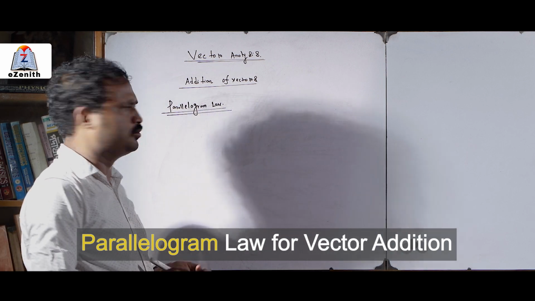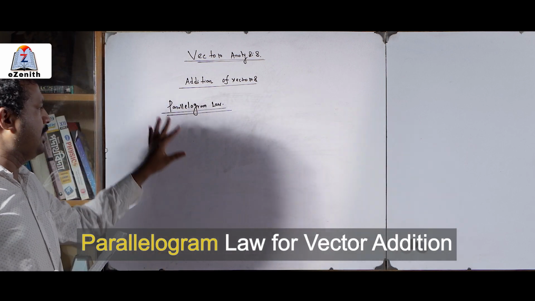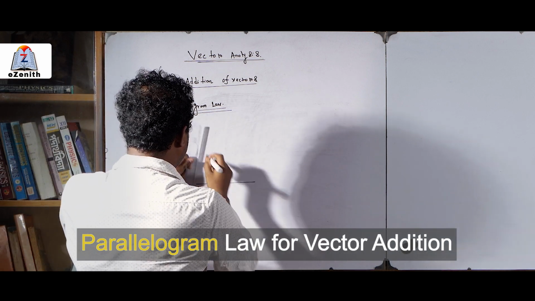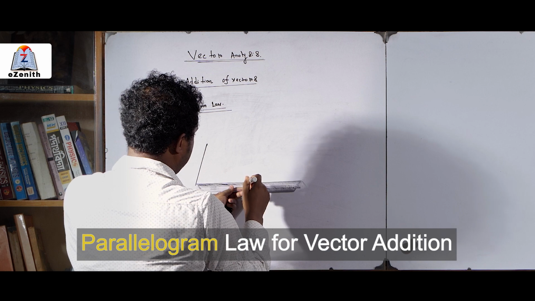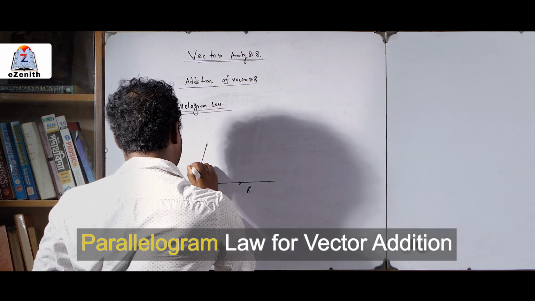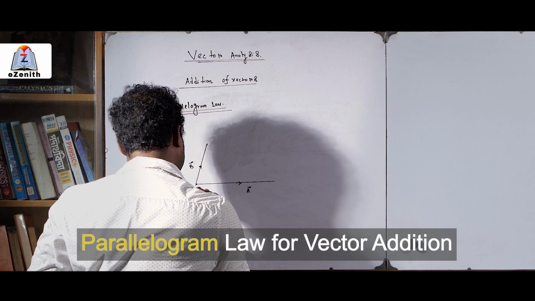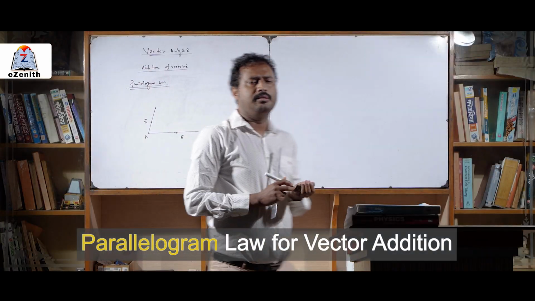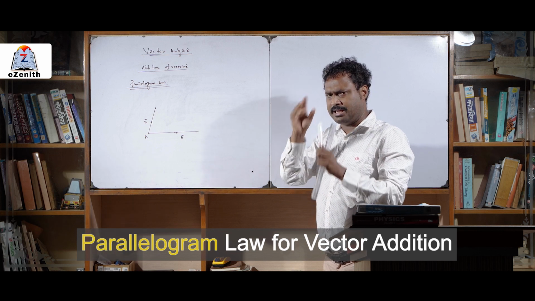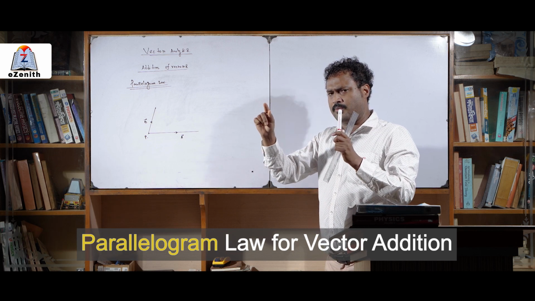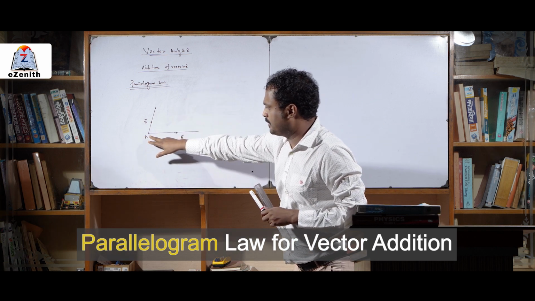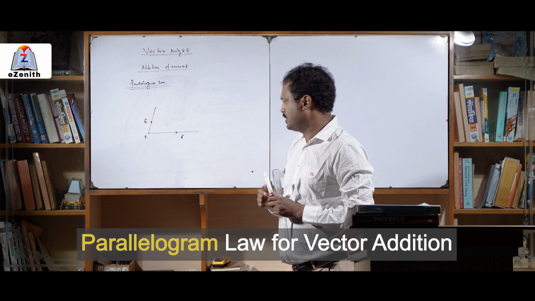That is the parallelogram law. It is a modified version of the triangle law. Suppose you have two vectors A and B. The initial points of the two vectors meet at the same point. In case of the triangle law, the initial point of one vector meets the final point of another vector. But here, the initial points of the two vectors meet at a single point.